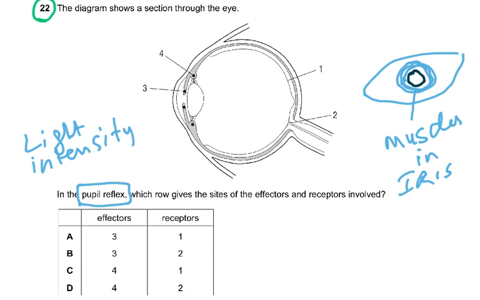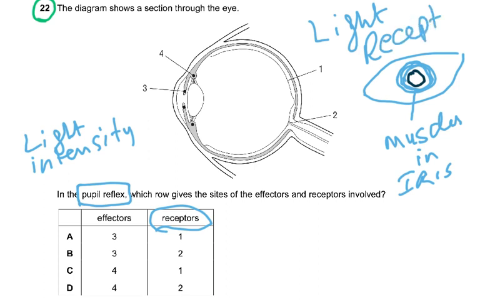But where are the receptors? You've got to understand where the light receptors are, because the eye has receptors for light, like in the skin you have receptors for temperature, pain and pressure. That will be in the retina. Light can only be received by the receptors in the retina, the rods and cones. And where will it go? It will go to the iris. This is the iris, and these are the muscles of the iris.